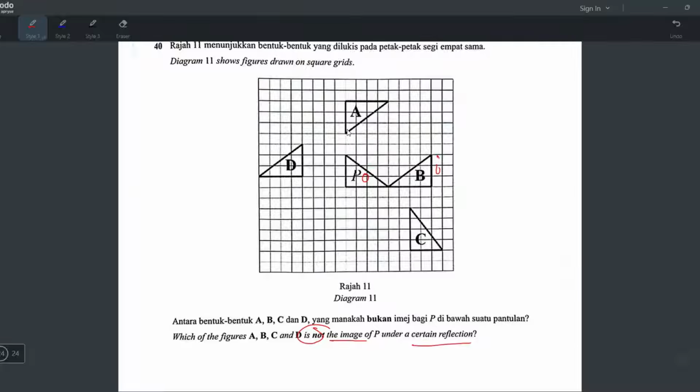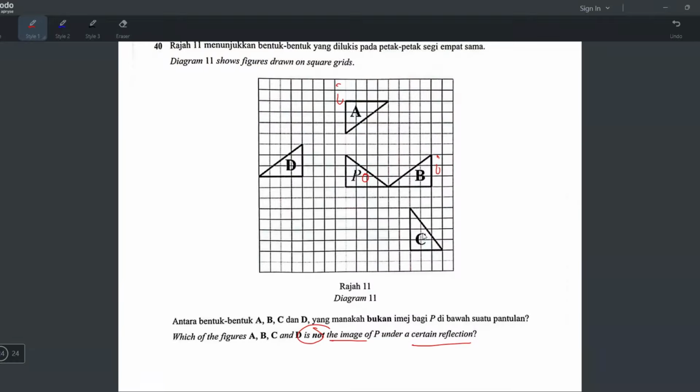What about A? Is A possible to be reflection? Okay, if you join, find the midpoint, it will be here. 1 2 3 4, and then 1 2 3 4, 1 2 3. Yeah, A is also possible to be the image of reflection. Yeah, if you reflect this line, you get exactly A. Okay. Now, what about D? D. Okay, I'm not sure.